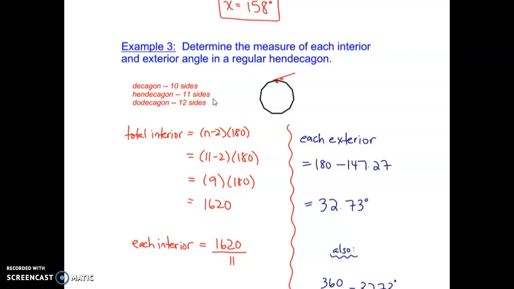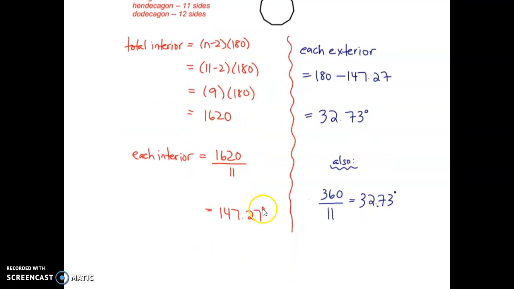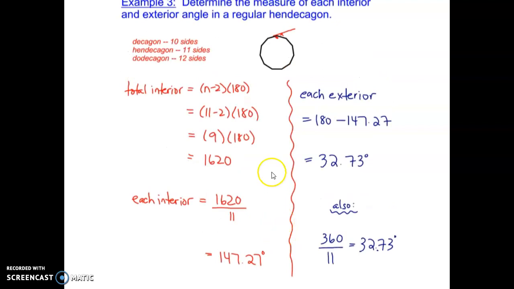I'd like you to determine the measure of each interior angle. So for my interiors, I have 11 sides, which means if I use my formula, n minus 2 times 180, that's 11 minus 2 times 180. That means I have a total of 1,620 degrees inside my hendecagon. Well, I have 11 sides, I have 11 angles, so when I divide 1,620 by 11, I get an interior angle. Each one of these 11 interior angles is 147.27 degrees.